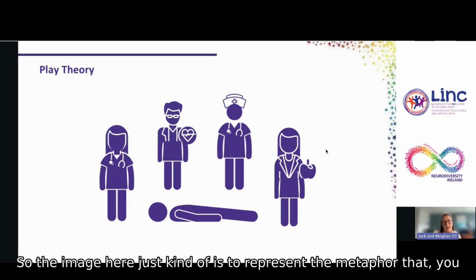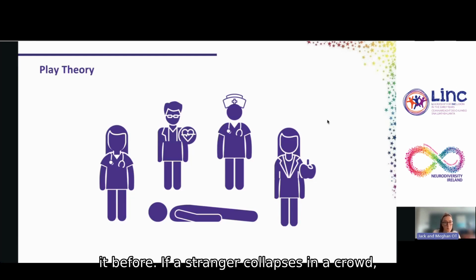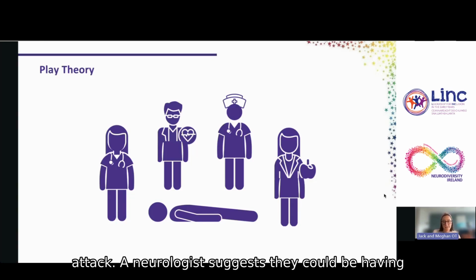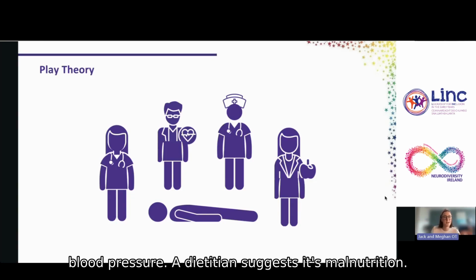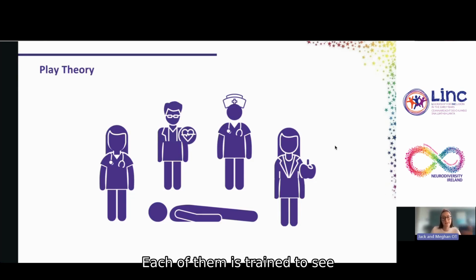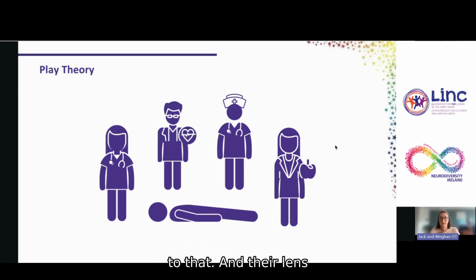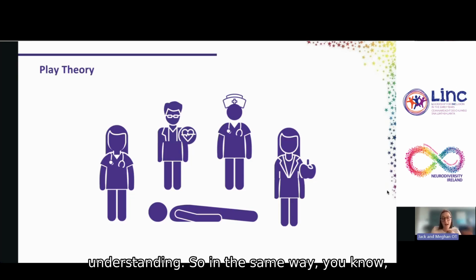So the image here represents a metaphor that we may have heard before. If a stranger collapses in a crowd, a cardiologist suggests they might be having a heart attack. A neurologist suggests they could be having a seizure. A nurse suggests they could have low blood pressure. A dietitian suggests it's malnutrition. Each of them is trained to see the world in a certain way, and they bring their own lens and experience to that. And their lens shapes their interpretation of the situation and their understanding.